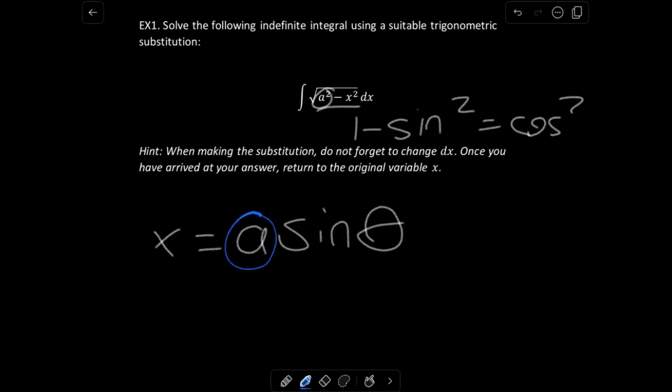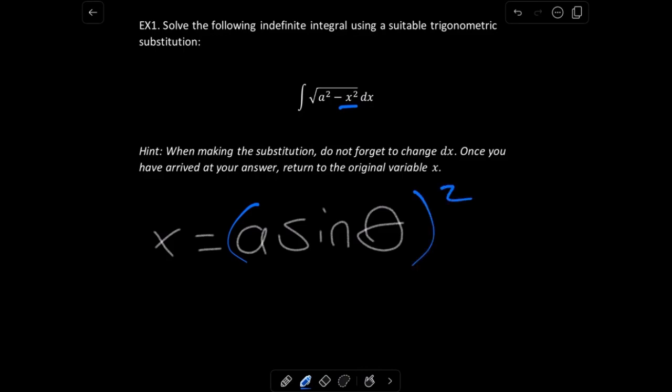Now, why am I writing out a here? Let's think this through. Let's not memorize, let's think this through. I have x squared, so I'm going to be squaring this term here. I know, let's do this mentally, I'm going to get a squared times sine squared theta. That a squared is going to match with that a squared in the front. I can pull it out as a common factor and take the square root of that a squared.